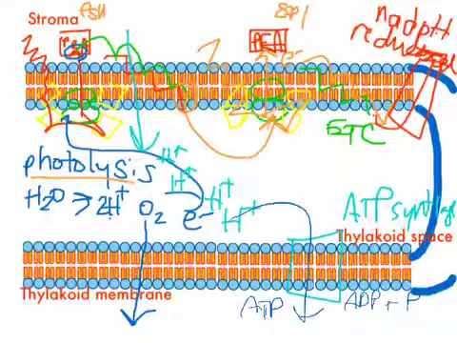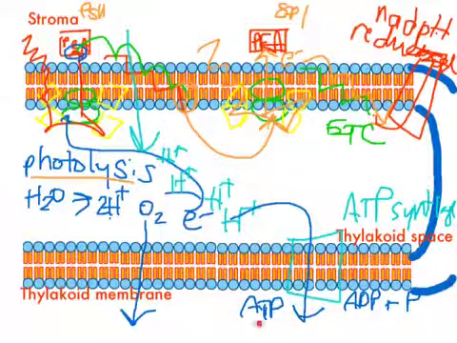In photosystem 2, we have photolysis happening, and we also have the production of ATP happening. We also have oxygen gas being released. In photosystem 1, same process of the electrons bouncing around, but here our electron transfer chain makes NADPH.